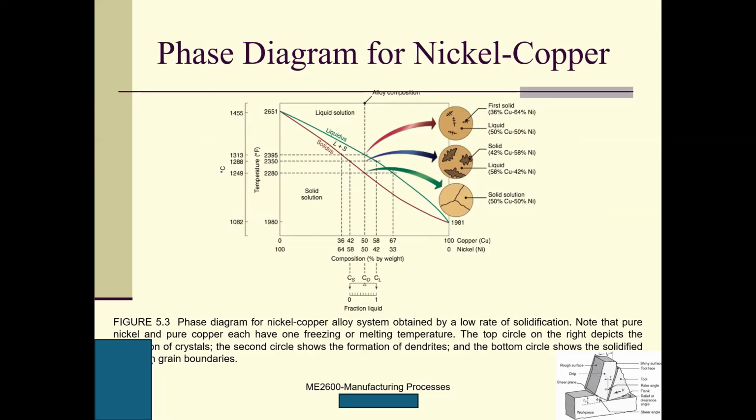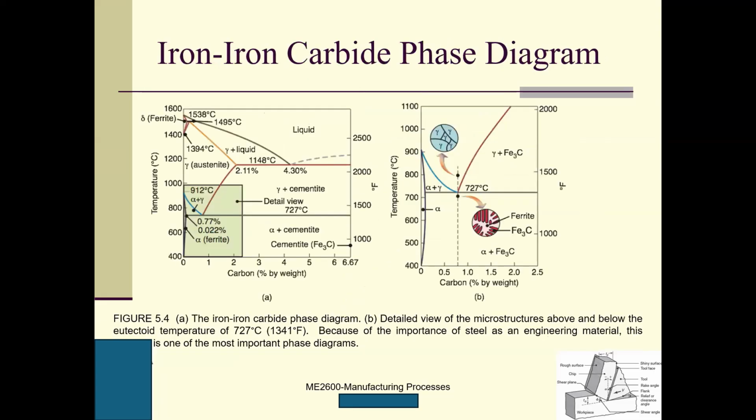And this is a soluble solution. So then we talk about iron and iron carbide. This one is the most important one. My professor told me this is the most important phase diagram, and for a mechanical engineering student, why is this most important?